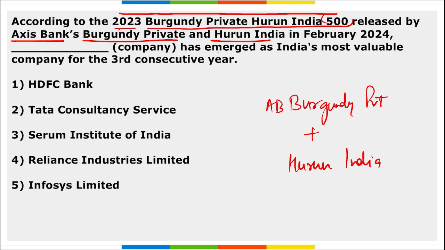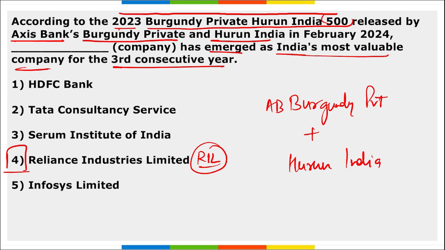Question asked here is, which company has emerged as India's most valuable company for the third consecutive year? It is Reliance Industries Limited, RIL, right? RIL has emerged as India's most valuable company for the third consecutive year. It was followed by TCS, and on third, HDFC Bank.